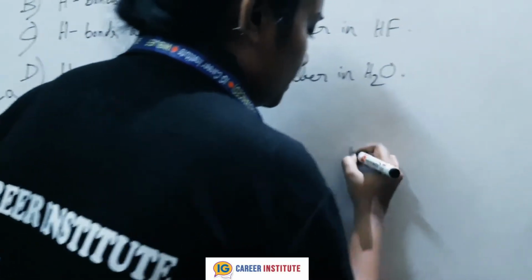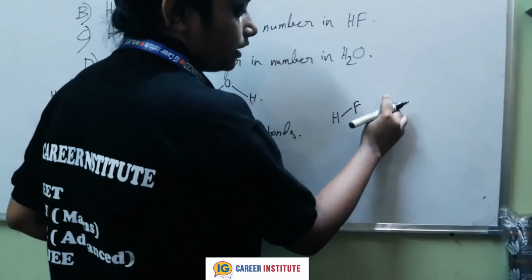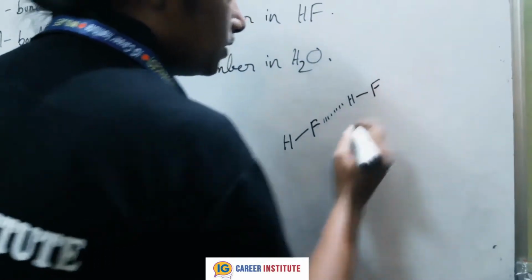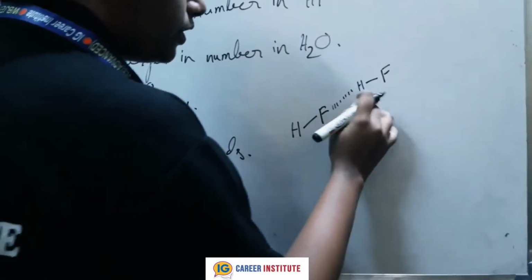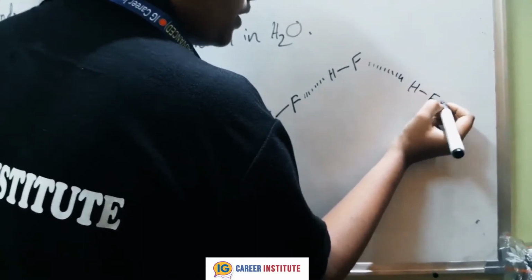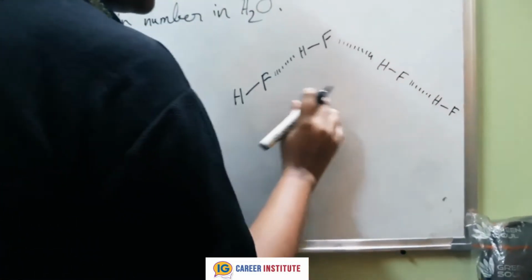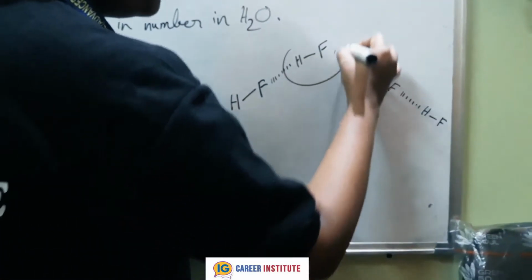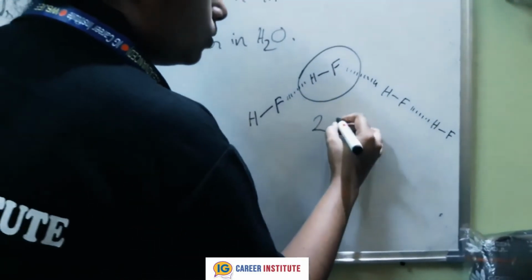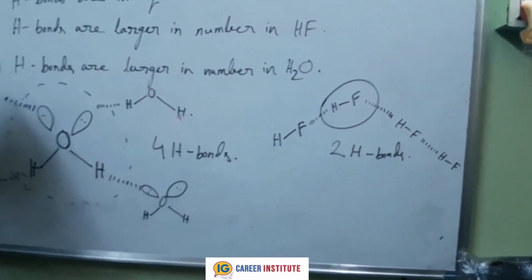And hydrogen fluoride, see, this is the structure of hydrogen fluoride. So the fluorine atom will be forming a hydrogen bond with the hydrogen atom of another molecule of hydrogen fluoride. So this is how it's forming with its adjacent molecule, the hydrogen bond between fluorine and hydrogen. Similarly, this fluorine will again form a hydrogen bond with another molecule of hydrogen fluoride. This fluorine will form another hydrogen bond with another molecule of hydrogen fluoride, and it continues. So basically, one molecule of hydrogen fluoride is capable of forming 2 hydrogen bonds.